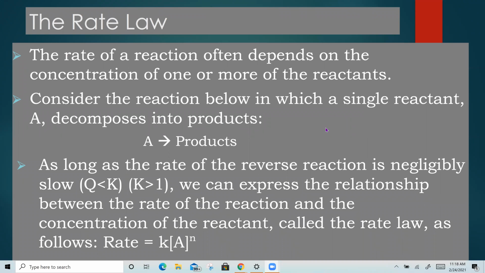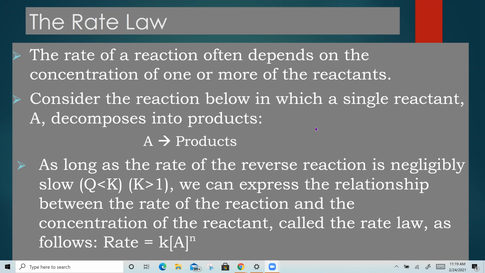So I would not necessarily want you to write down everything that is listed here, but you definitely need to know that the rate for this reaction, A to products, would be expressed as rate equals k[A]^n. Then your question may be, what does k mean? What does n mean? And that's on the next slide.